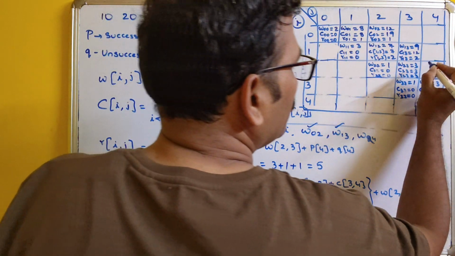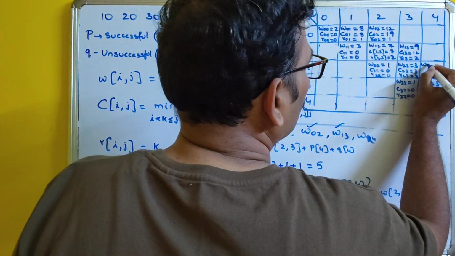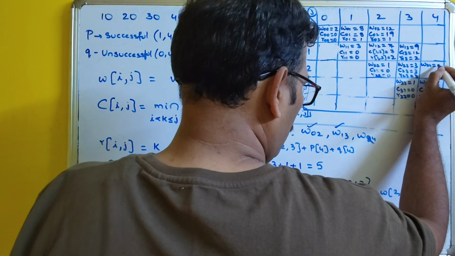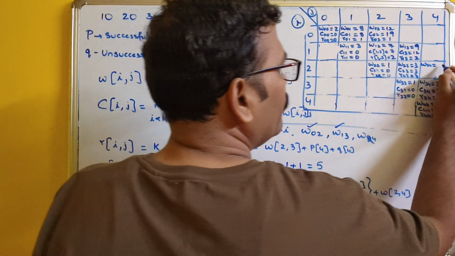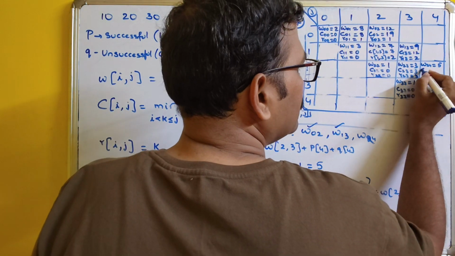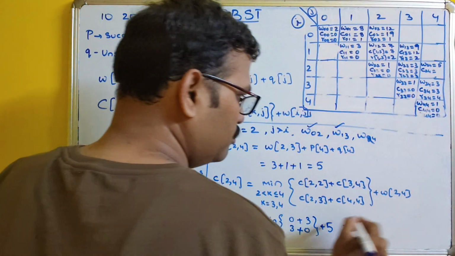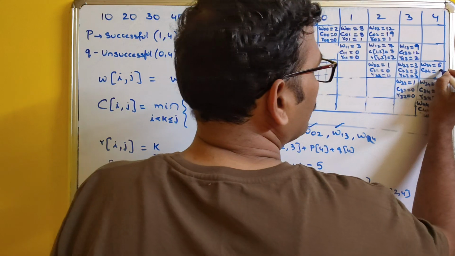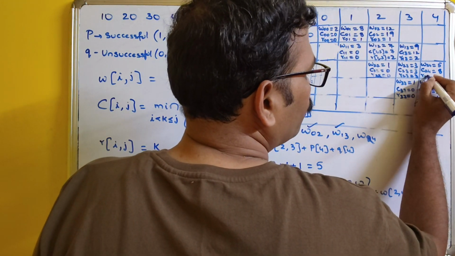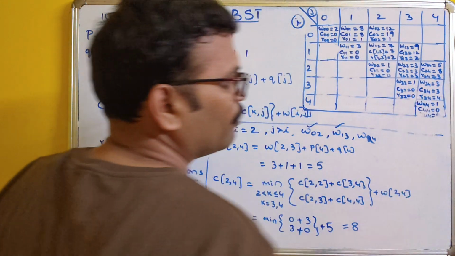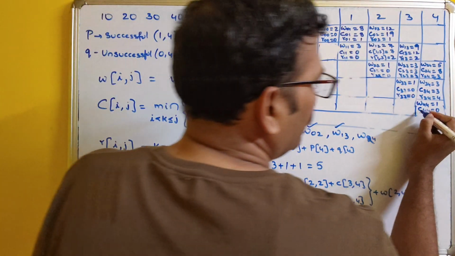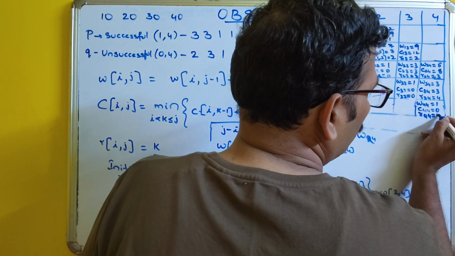Now update here: W of 2, 4 is equal to 5, and C of 2, 4 is equal to 8, and R of 2, 4 is equal to 3 or 4, whatever it may be. You can consider anything. So here R of 4, 4 is equal to 0.